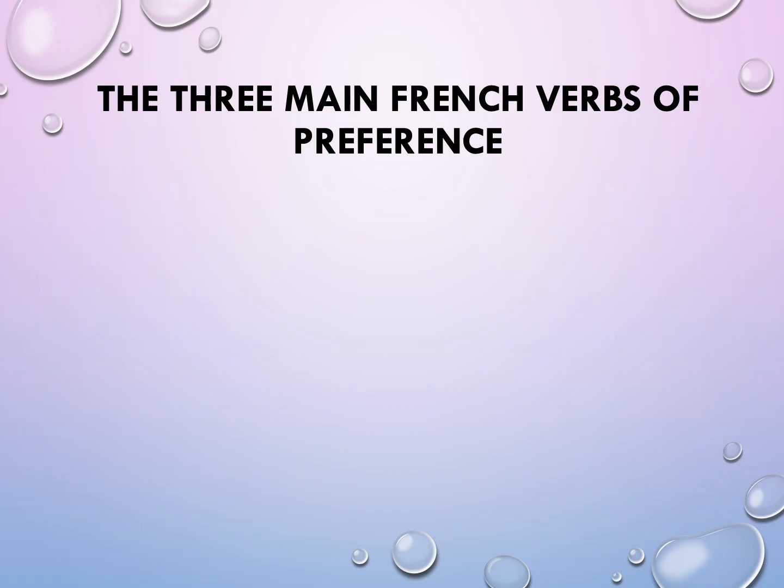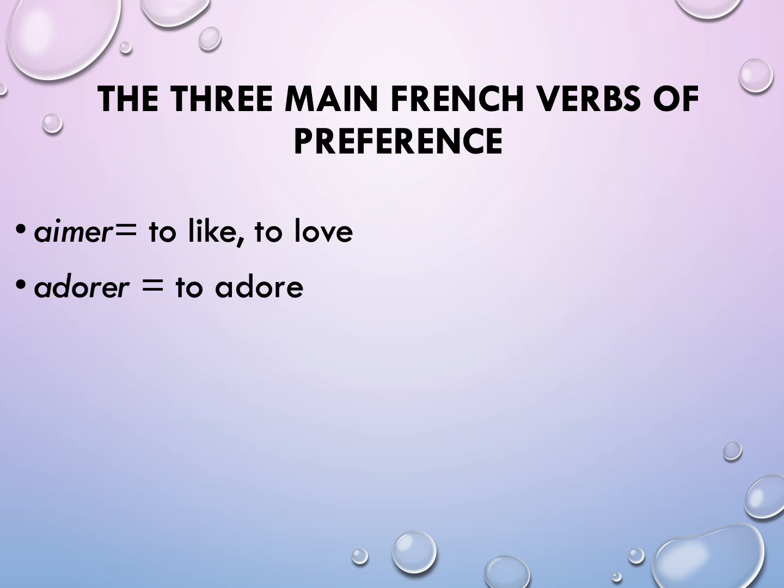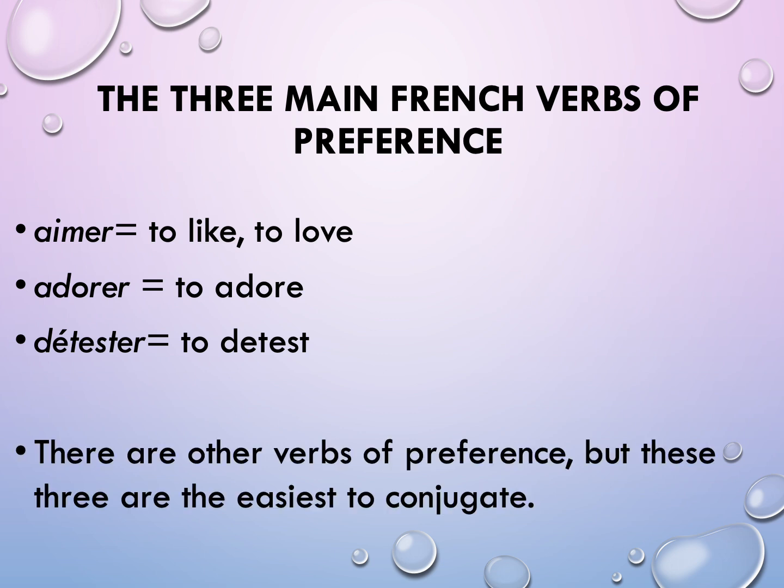The three main French verbs of preference. Aimer is to like, to love. Adorer is to adore. Détester is to detest. There are other verbs of preference, but these three are the easiest to conjugate.